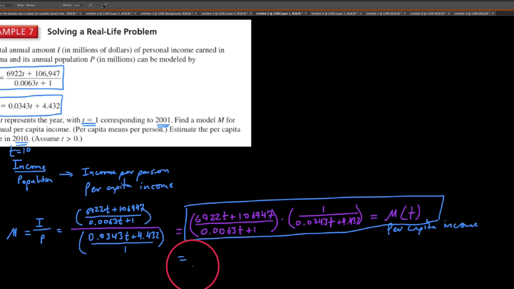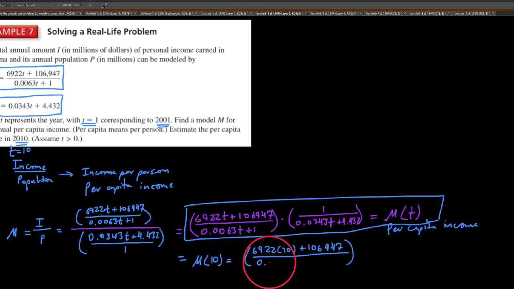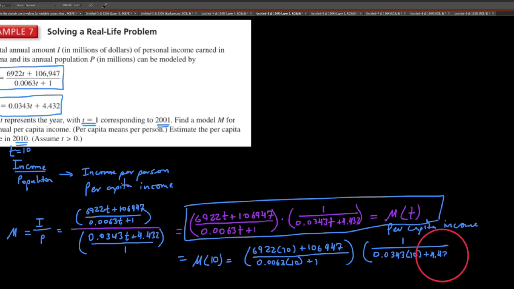So I would write M of 10, or in other words, per capita income 10 years later would be our income model with 10 in it. So we'd say 6922 times 10 plus 106,947, all over 0.0063 times 10 plus 1. And then we're going to take this times 1 over 0.0343 times 10 plus 4.432.